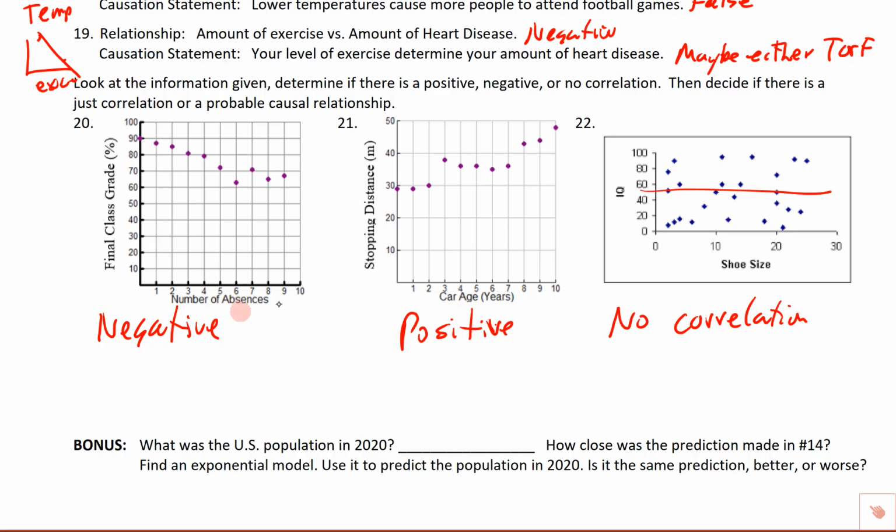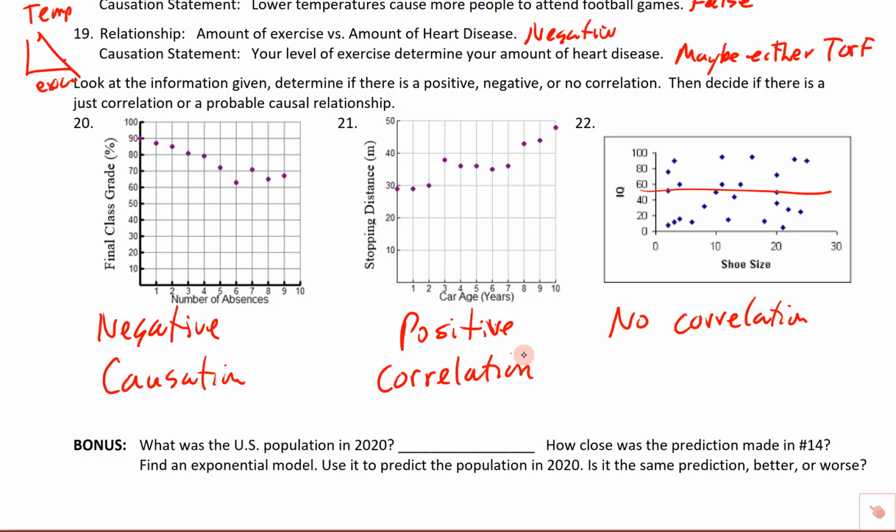Now let's look at the actual information here. It says the number of absences and the final class grade. Well, gosh, if you're missing a lot of class, you're going to get a lower grade. So we would say this is probably causation. And then this one right here, the age of the car and the stopping distance. Let's see. Hopefully we're keeping things in tune with the car and changing the brakes every so often, we would maybe say that that is a correlation. So I'm going to say correlation.